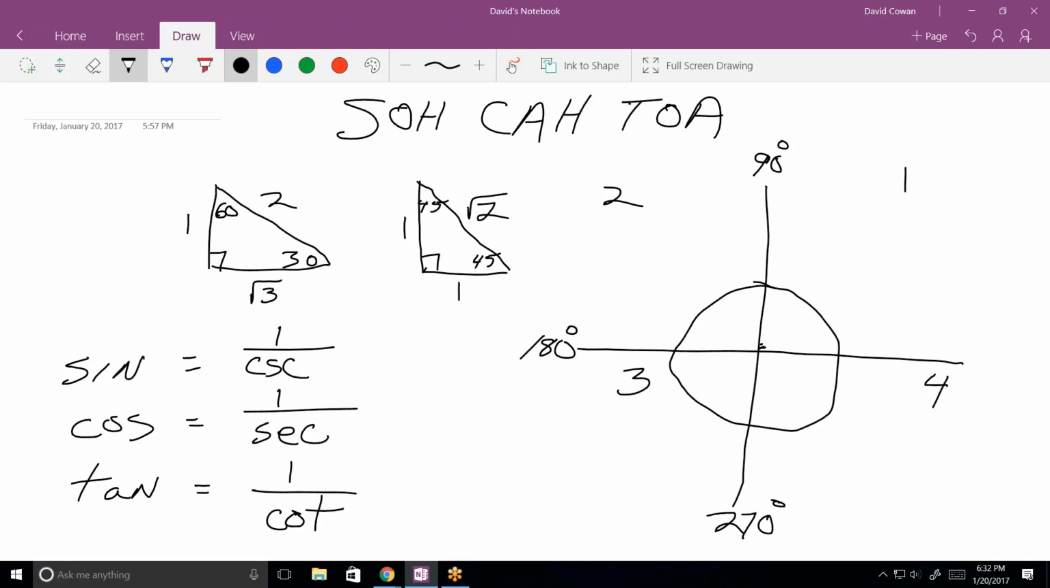Okay. Now, we're going to hold off on the quadrantal angles. Quadrantal angles are multiples of 90, in other words, 90, 180, 270, 360. Those are called quadrantal angles, and I'm going to hold off on those for just a second. What I want to show you is how to take all angles that are not in the first quadrant. Let's take the angle 150 degrees.